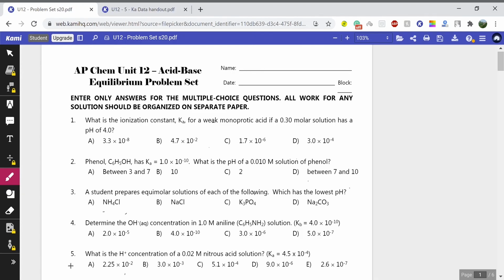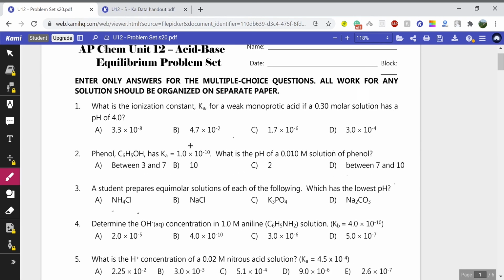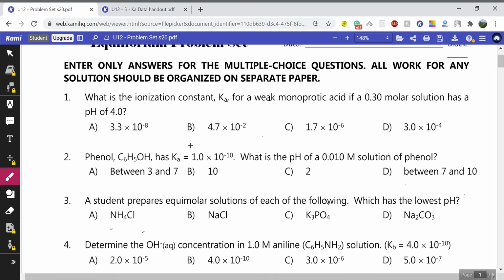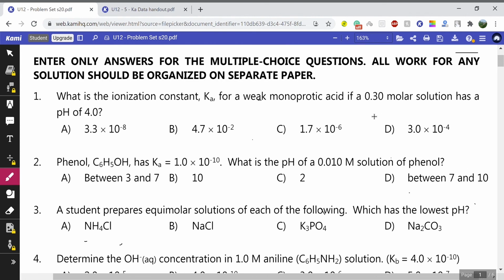Hi, in this video we're going to be doing our Unit 12 problem set and the study guide for our acid-base equilibrium unit. So our first question: what is the ionization constant Ka for a monoprotic acid if a 0.3 molar solution has a pH of 4.0?